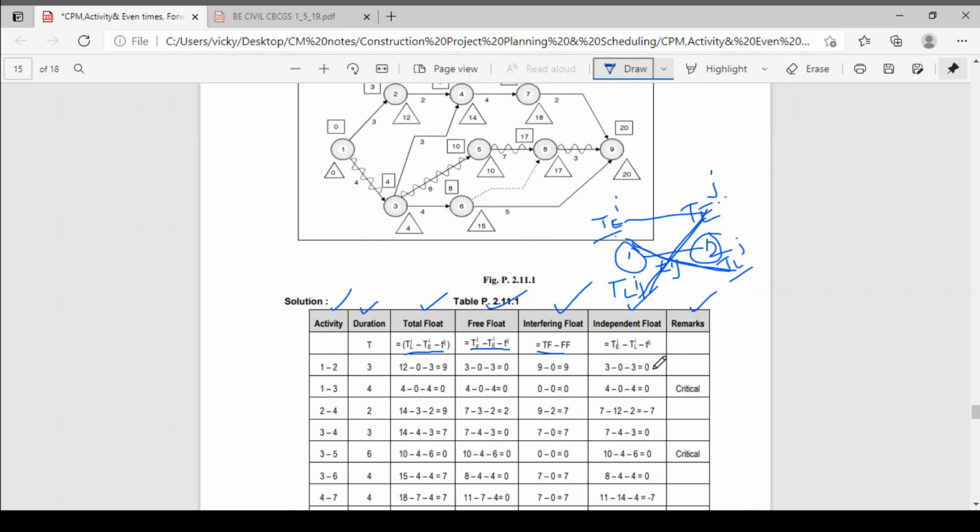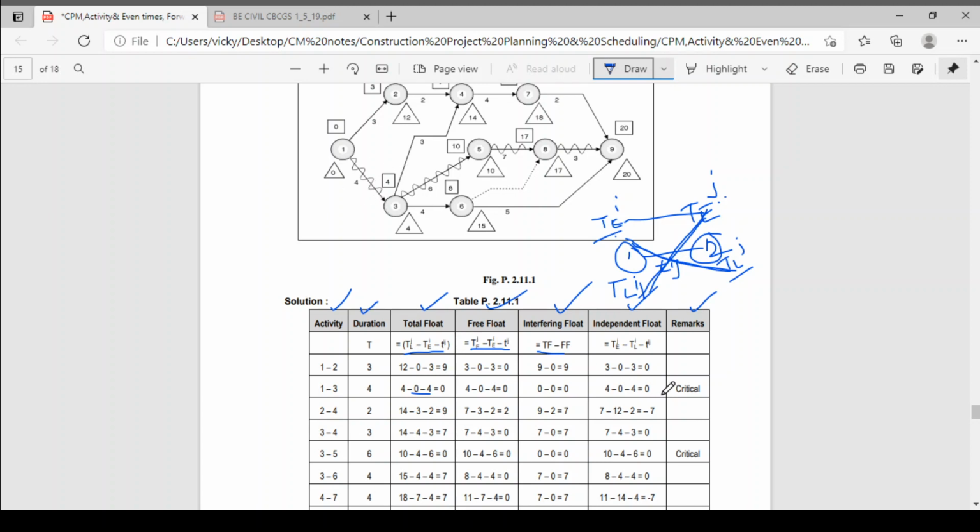Clear. Now for activity 1-3, total float is 4 minus 0 minus 4, which is 0. Free float is 4 minus 0 minus 4, which is 0. Interfering float is total float minus free float, 0 minus 0, which is 0. Independent float is 4 minus 0 minus 4, which is 0.